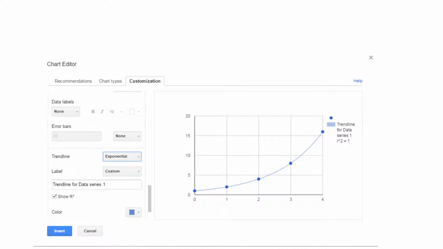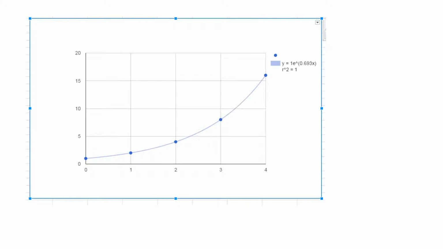If I want the equation, we can go down where it says label. We can say use equation. I now have an equation. This is y equals 1 times e raised to the 0.693 times x. That's my equation.